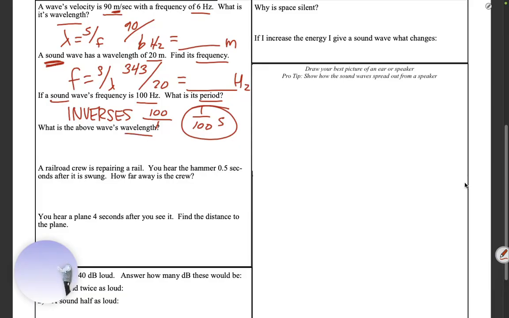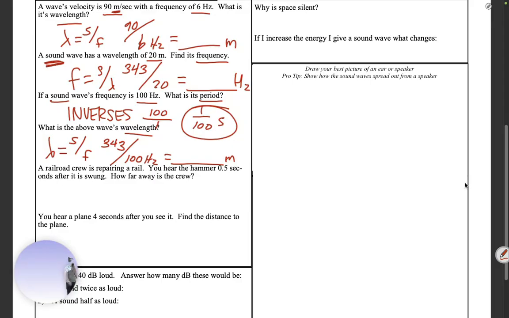What's the above wave's wavelength? Well, wavelength is speed over frequency. So we know the speed of sound is 343 meters per second, and then frequency, we just indicated that it was 100 hertz. Might be able to do that one in your head, but then we're looking for wavelength, so meters would be your answer there.